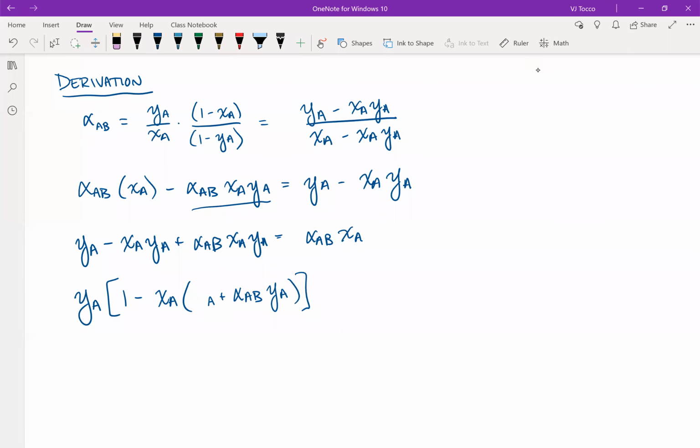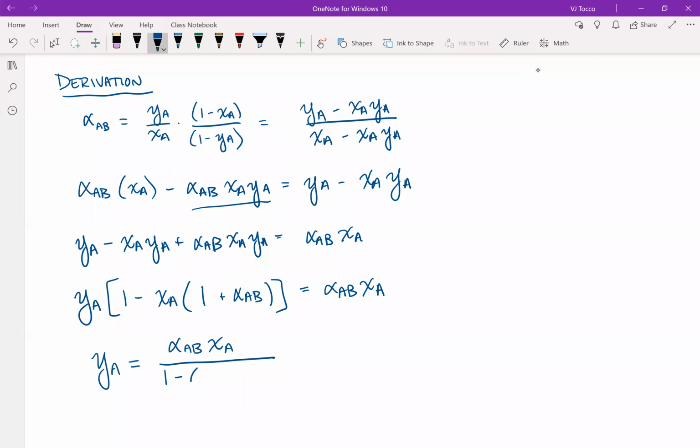Whoops, no, I messed that up. I factored out the Ya, so there are no Yas. This is just a 1 plus alpha AB Xa now. Yep, that should be okay, is equal to alpha AB Xa. Now the final step to solve for Ya is to just bring this entire thing that is in the brackets over to the other side, such that I can solve for Ya, and I find that Ya is equal to alpha AB times Xa, all divided by 1 minus Xa plus alpha AB Xa.